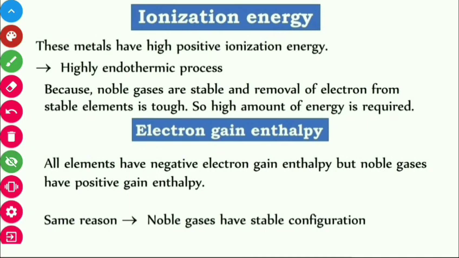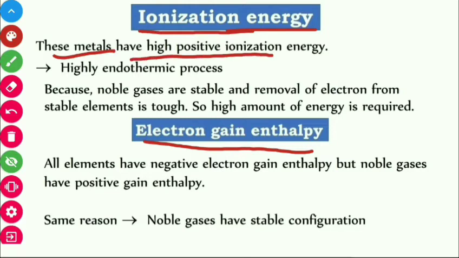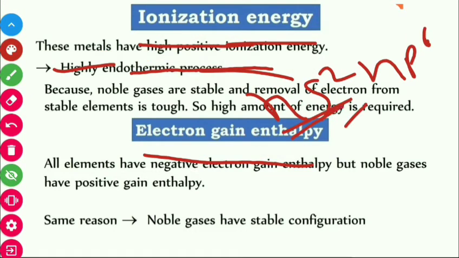Now after the elements we come to the ionization energy and electron gain enthalpy of the inert gas family elements. What do you mean by ionization energy? Ionization energy means the amount of energy required to remove an electron from the outermost shell of an isolated gaseous atom. These elements have high positive ionization energy. Why? Because as we discussed earlier, the configuration is ns2 np6. The s subshell has a capacity of 2 electrons and the p subshell has a capacity of 6 electrons. Both s and p are fulfilled, and that's why the ionization energy is high.